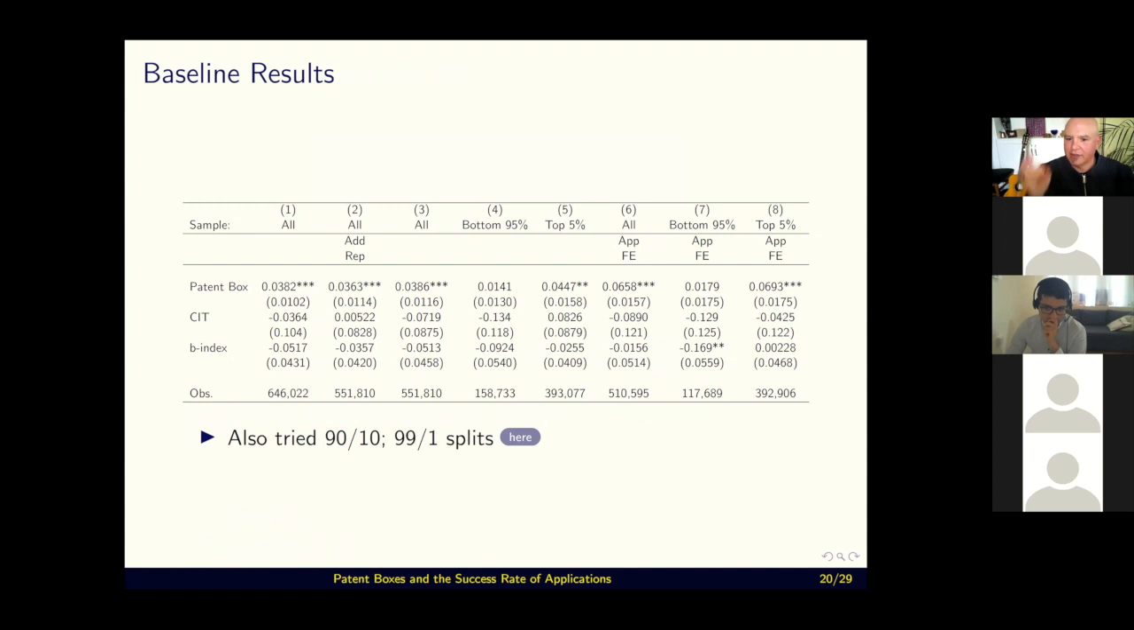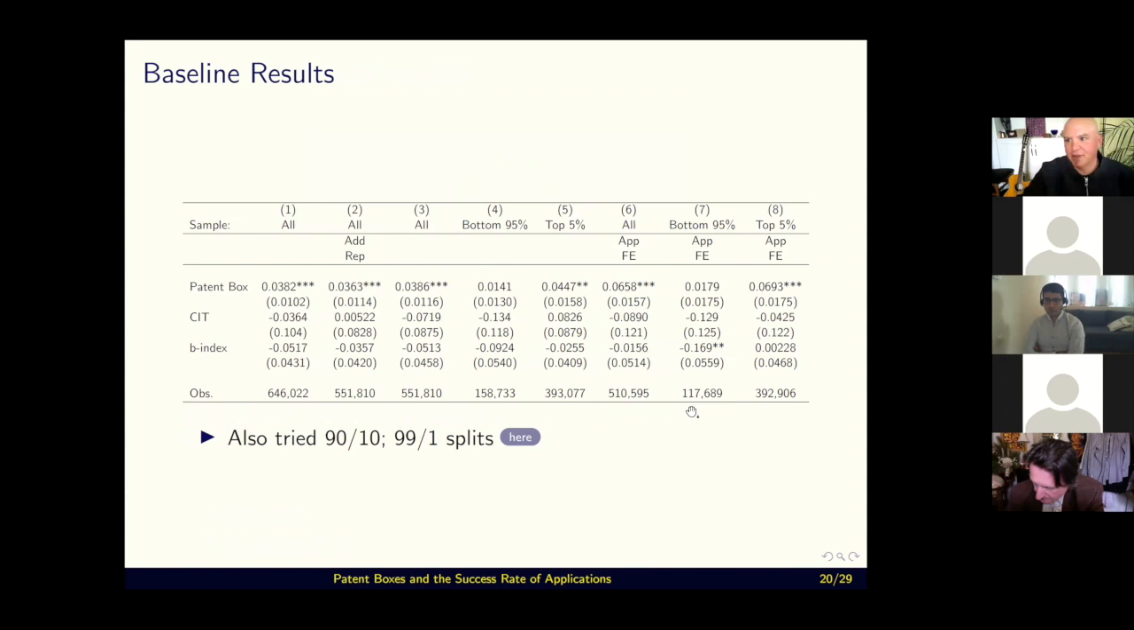not sample size. But you say half of them have only one patent. Half of the bottom 95%. Correct. Okay, I see. And that's why we do this using country dummies rather than applicant dummies, because you can see, for a lot of those guys, that applicant dummy just explains everything away.